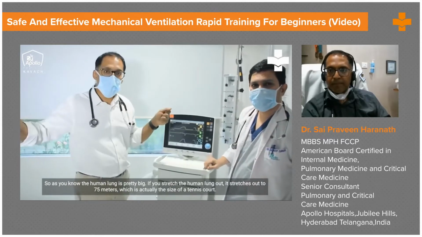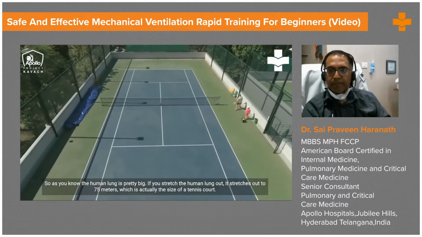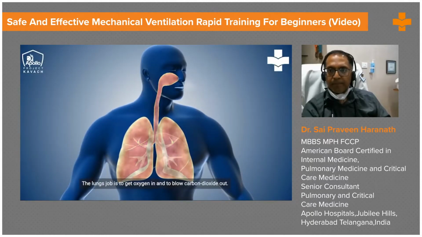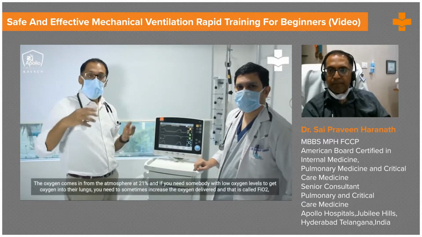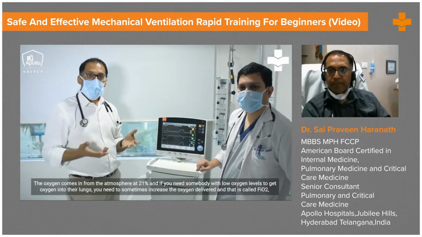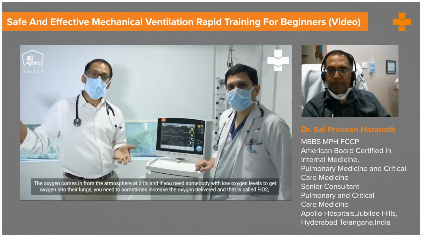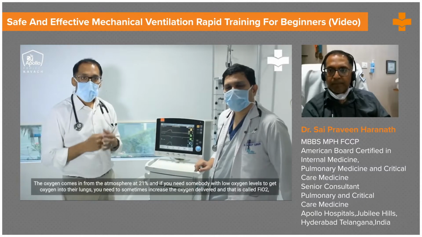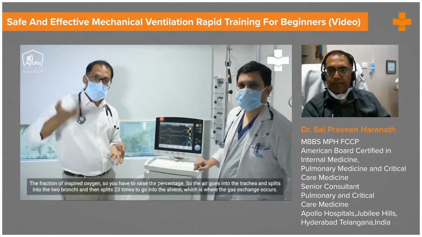If you stretch the human lung out, it stretches out to 75 square meters, which is actually the size of a tennis court. The lung's job is to get oxygen in and blow carbon dioxide out. The oxygen comes in from the atmosphere at 21%, and if you need somebody with a low oxygen to get oxygen into their lungs, you have to sometimes increase the oxygen delivered, and that is called the FiO2, or fraction of inspired oxygen. So you have to raise the percentage.